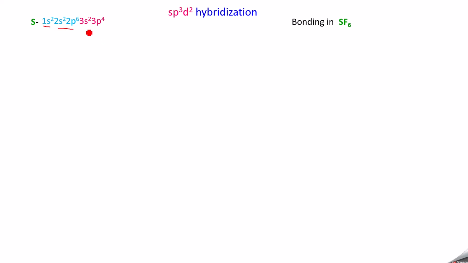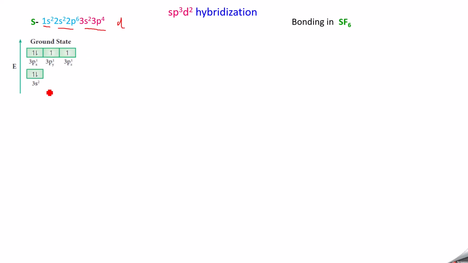Next we have sp3d2 hybridization. For this you can take the bonding in sulfur hexafluoride. Here the central atom is sulfur. So you take the electronic configuration of sulfur. Sulfur has atomic number 16. So you have K, then L, and then M. In the M shell, along with s and p, you have d orbitals also.